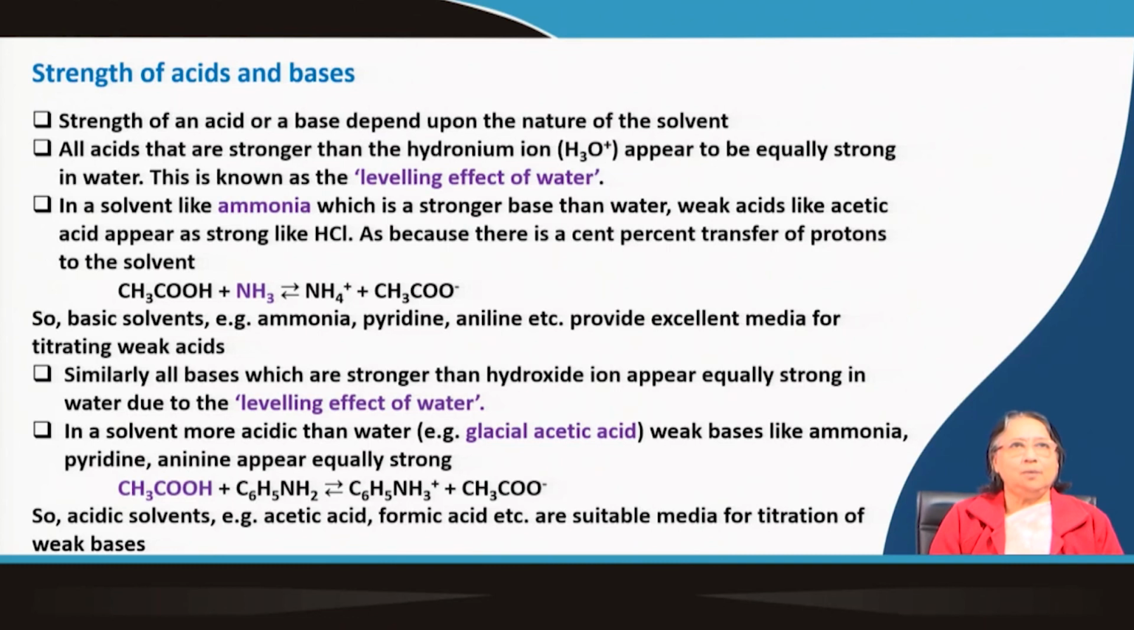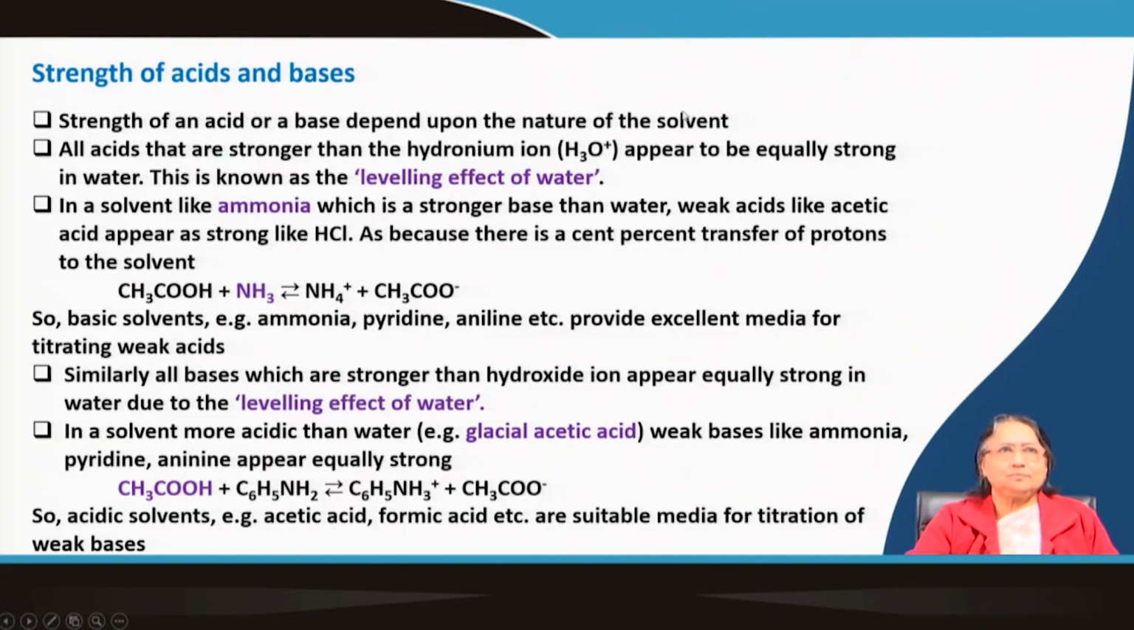Now, strengths of acids and bases. Strengths of acids and bases depend upon the nature of the solvent. I already told you the Arrhenius concept, and the Franklin concept. So, the nature of acid and base will depend on the solvent. How acidic it is, whether it is an acid or not, everything will be decided by the solvent.